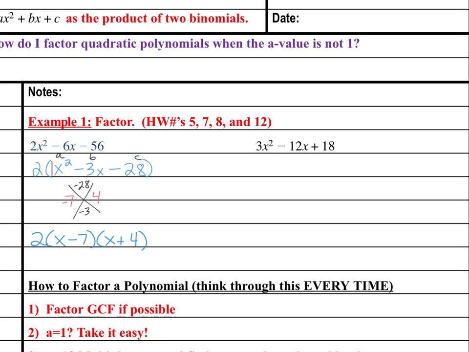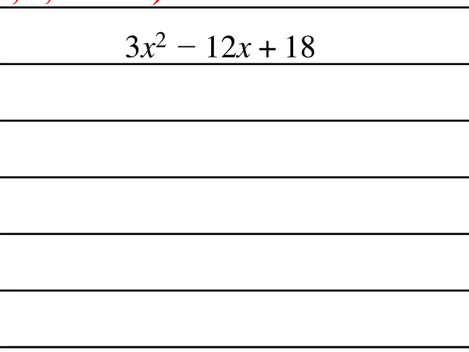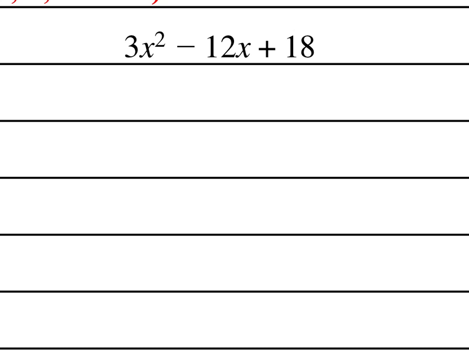GCF of 3x squared minus 12x plus 18. What can they all divide by, guys? 3. So take out the 3. You are left with x squared minus 4x plus 6. Okay.